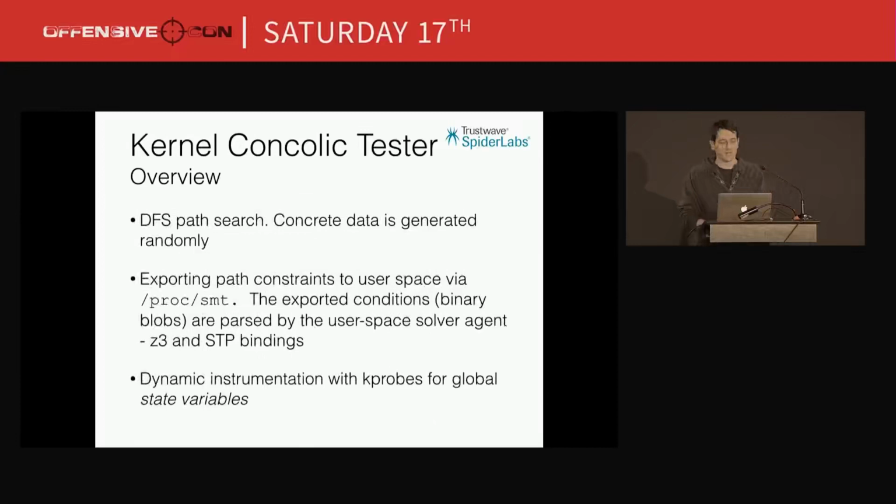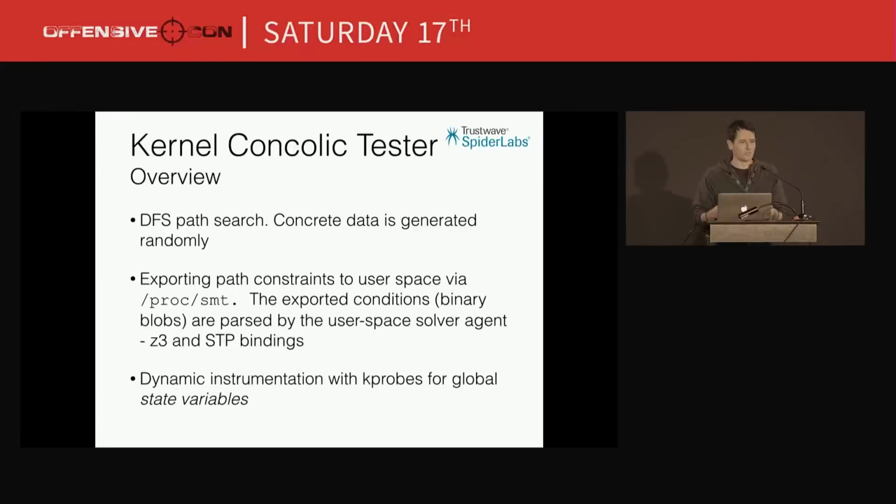We're using DFS path search. It was just the first implementation, but it performs quite well in practice. And concrete data is generated randomly, so when we need to either use this concretization technique or choose some concrete value, we just do it randomly for now.